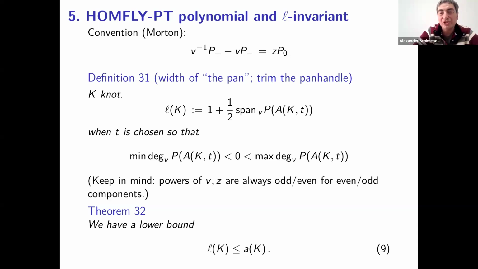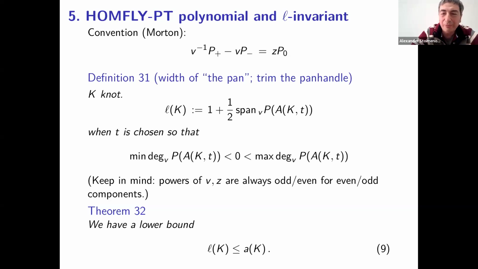it doesn't depend on the choice. And there is also a way to compute it when T is not chosen this way. So you get a pen and then you have to trim the pen handle from the pen. Anyway, you can define this number.